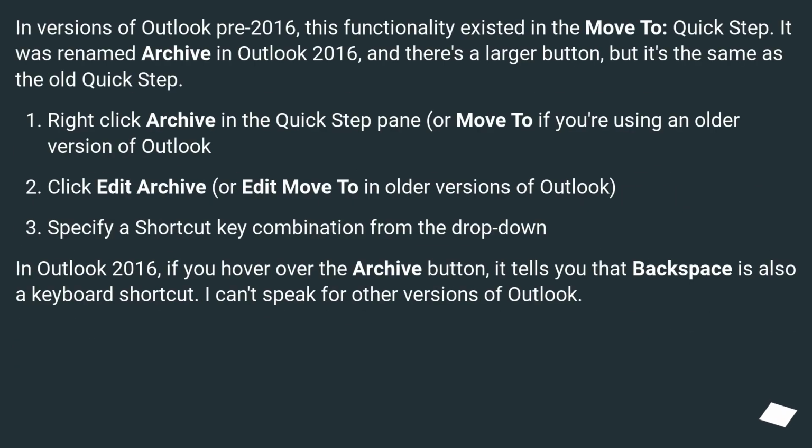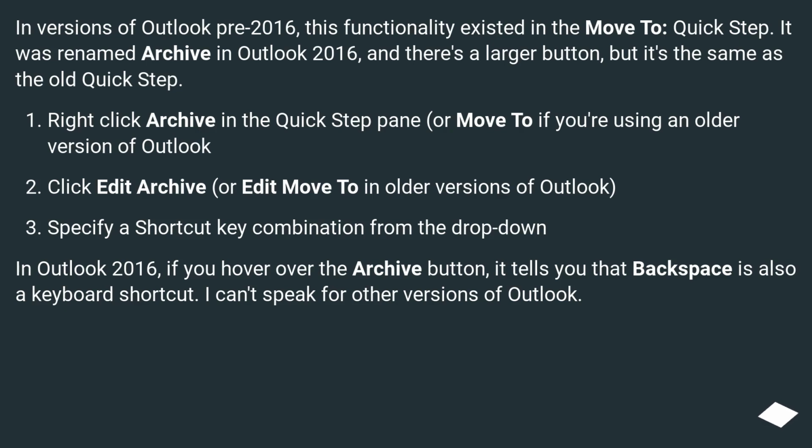In versions of Outlook pre-2016, this functionality existed in the Move to Quick Step. It was renamed Archive in Outlook 2016, and there's a larger button, but it's the same as the old Quick Step. Right-click Archive in the Quick Step pane, or Move to if you're using an older version of Outlook. Click Edit Archive, or Edit Move to in older versions of Outlook.